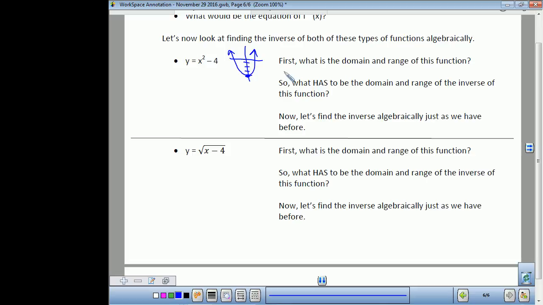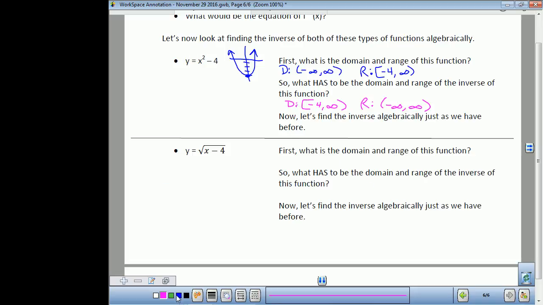So what is the domain of that function? Negative infinity to infinity. And what is the range? -4 to infinity. So when we think about its inverse, those are going to swap. So the domain is now -4 to infinity. And the range is now -infinity to +infinity. Because we switch the x and y's, we switch the domain and range.